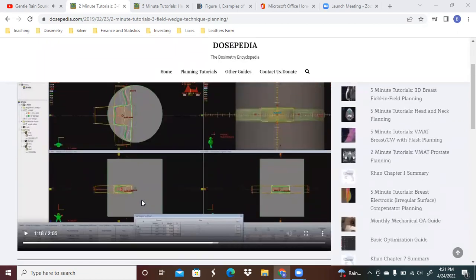You may ask yourself, exactly what is 3D planning? 3D planning is planning in 3 dimensions. It is also a type of forward planning. And what we mean by that is, yes, there are certain objectives that we would like to see in a particular plan, but the planner, whoever it is, dosimetrist, physicist, has to sit down and manipulate the beams, the weightings, the modifiers, whatever tools are at your disposal in order to get the dose distribution you're looking for.